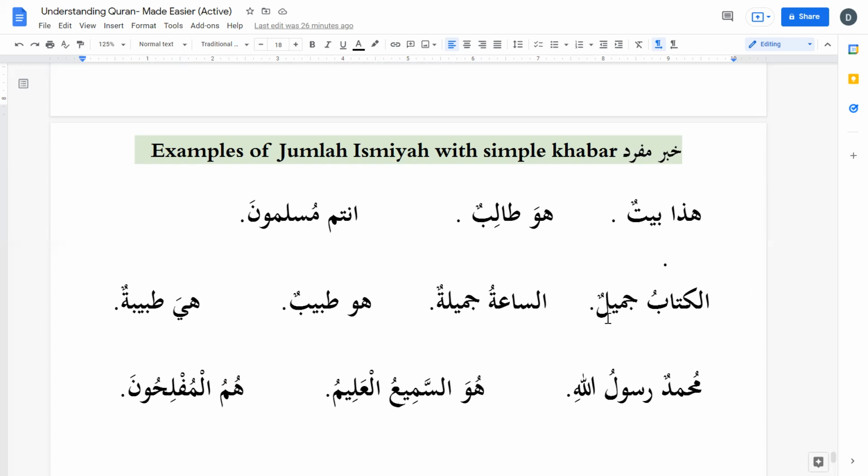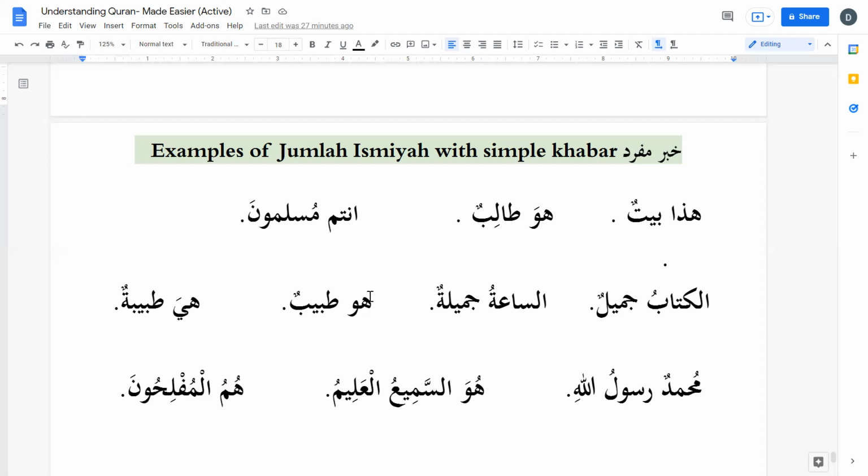Then we have al-kitabu jamilun. Al-kitabu is singular, right? And it's masculine. Jamilun is again singular and masculine. As-sa'atu jamilun. As-sa'atu, the watch, is beautiful, but as-sa'atu is what? Singular, right? And it is masculine or feminine? Yes, this is feminine because we can see ta marbuta is there. So this is singular and feminine. And jamilatun, the khabar that's coming, is also singular and feminine with ta marbuta. So both are matching in gender and number also.